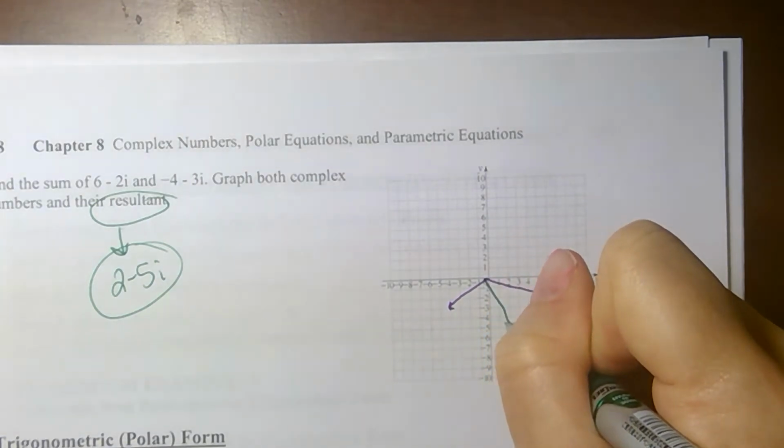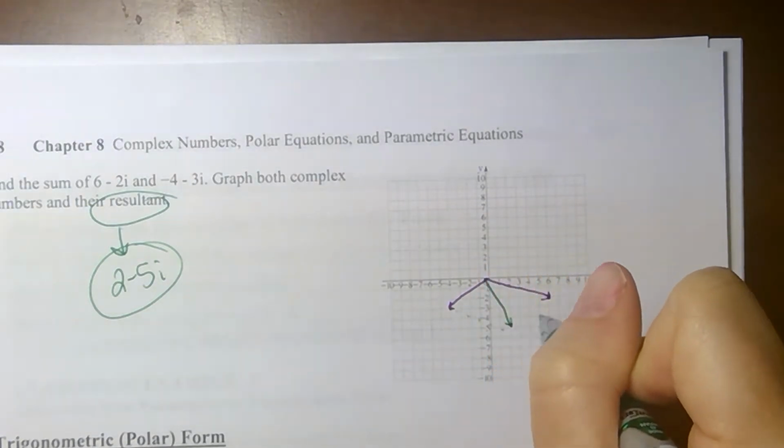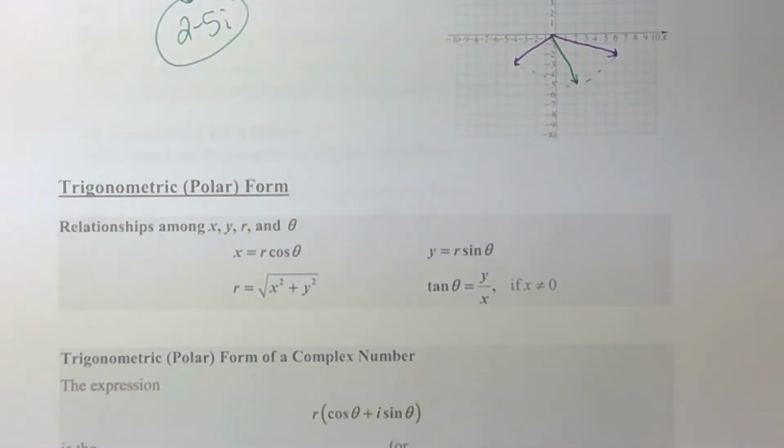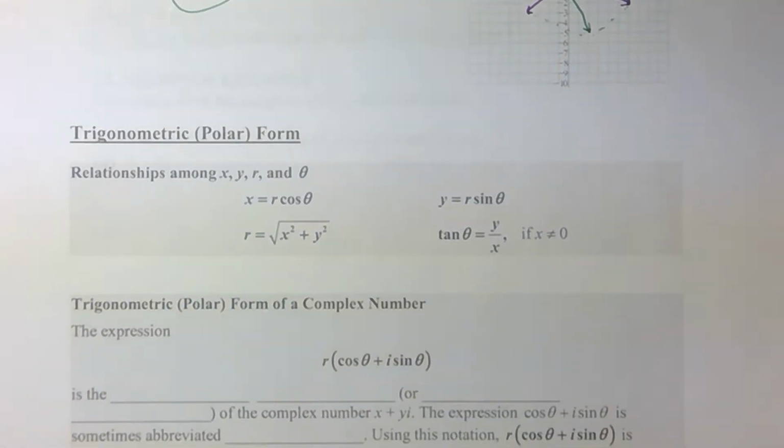And notice that they all start from the origin. You don't have to draw the little dots in between to show that parallelogram. They all start from the origin. That's their initial point, and then that location is their terminal point.